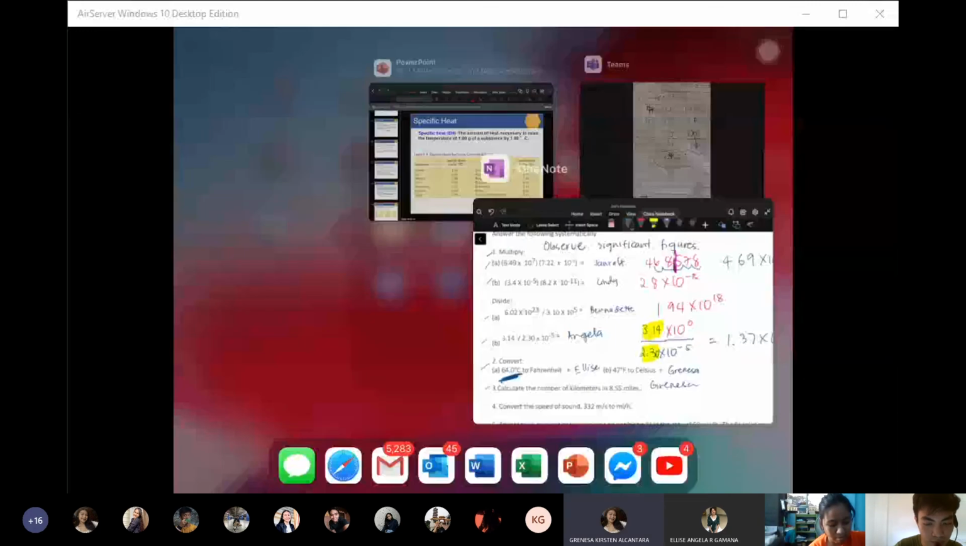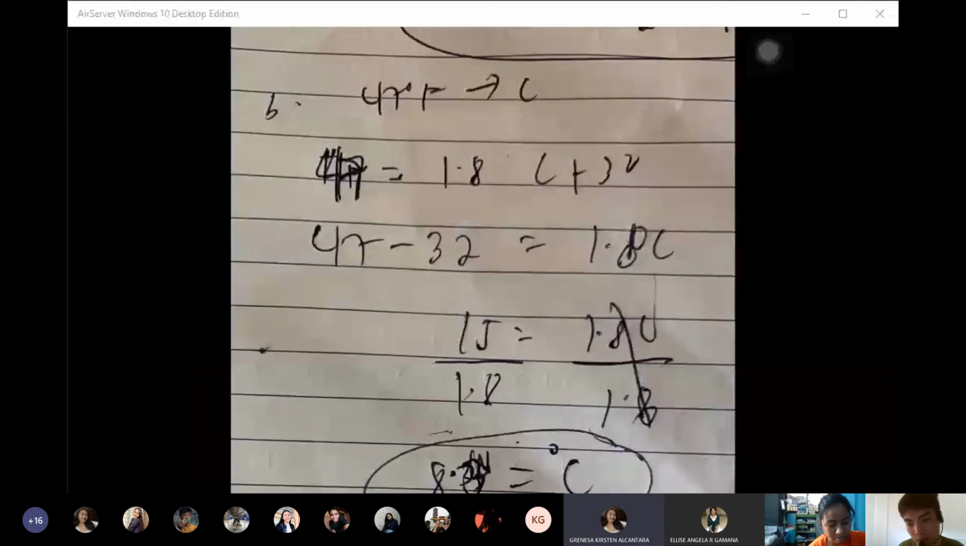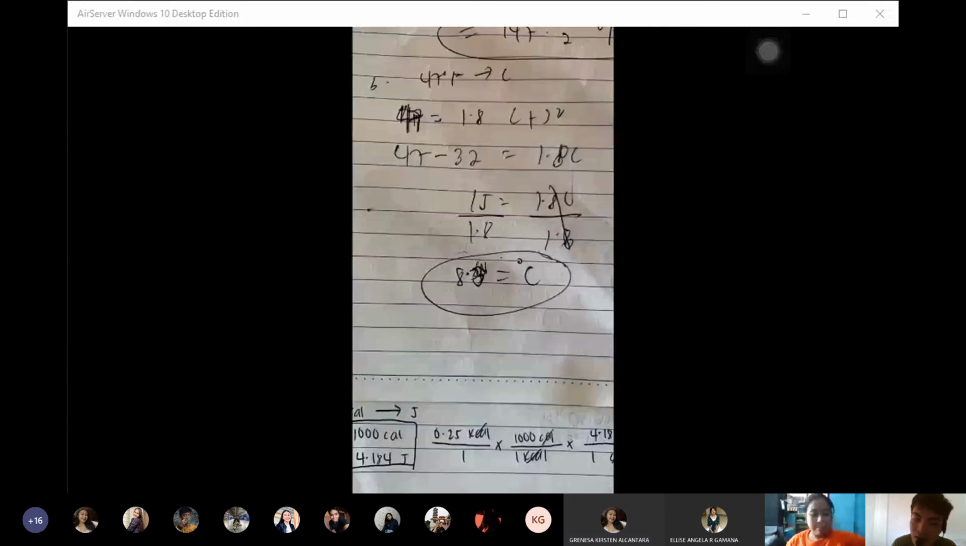Pero yung iba siguro, yung ginawa nila is yung degree Celsius equals 5/9 times degree Fahrenheit minus 32. So, kahit anong method naman, as long as you do it correctly sa algebra, tama yung sagot natin. So, the answer is 8.333333 so on so forth. Pero, since we need two significant figures only, ang sasagot natin ay 8.3 na.